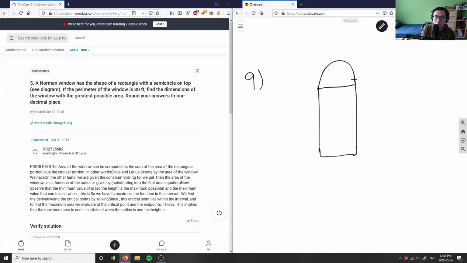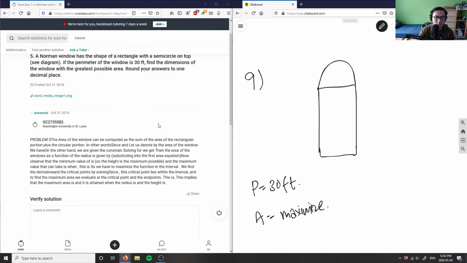And then we're given the perimeter equals 30 feet, and we want to find the dimensions of the window with the greatest possible area. So for the greatest possible area, we want to maximize this. Maximize our area here. It says to round your answers to 1 decimal place.